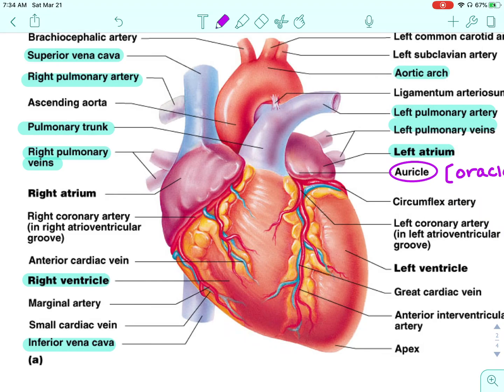Then it flows out the pulmonary trunk through the pulmonary arteries. So the pulmonary arteries then lead to the lungs. The lungs oxygenate the blood, and it comes back through the left and right pulmonary veins, which are here and here.